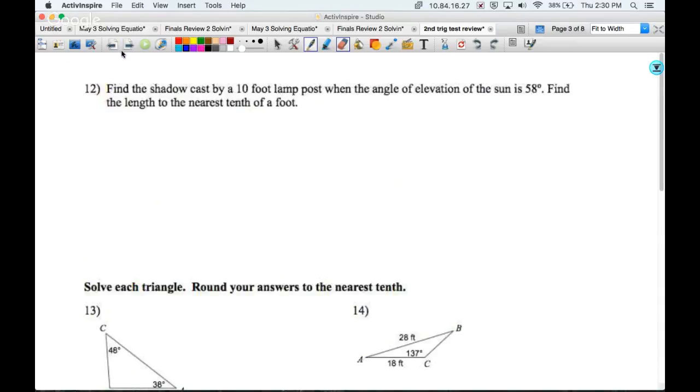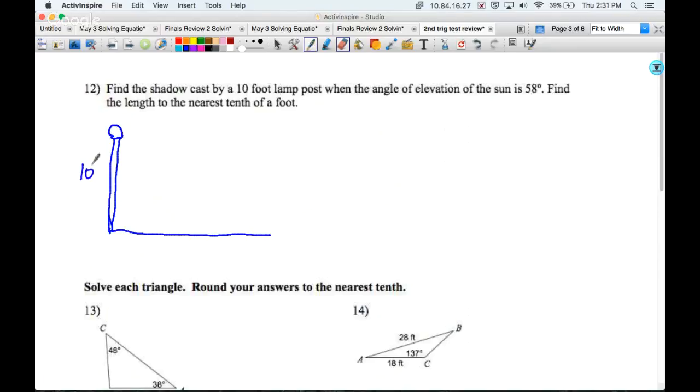Let's do number 12. Find the shadow cast by an 11-foot lamppost with an angle of elevation of the sun of 58 degrees. Find the length to the nearest tenth of a foot. So let's draw a good diagram. Here's our lamp post. Just make it really obviously a lamp post. I don't know, a ball on top. There, that's a lamp post.